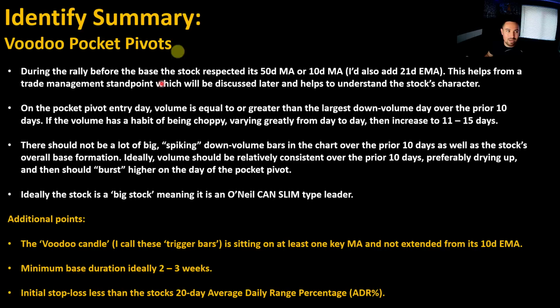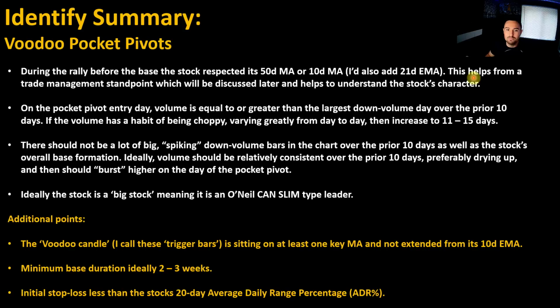So let's just give you an identify summary of Voodoo pocket pivots. And Voodoo is basically an acronym for volume dry up. During the rally before the base, the stock respected its 50-day moving average or 10-day moving average. I would also add the 21-day EMA to that as well, because quite commonly you can see these setups forming around there. So it's good if the stock respects those moving averages.